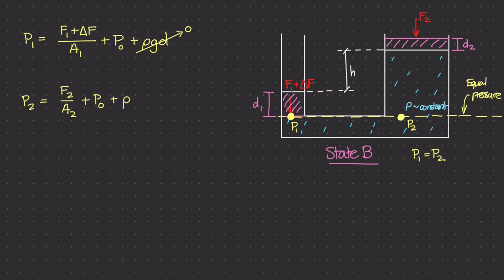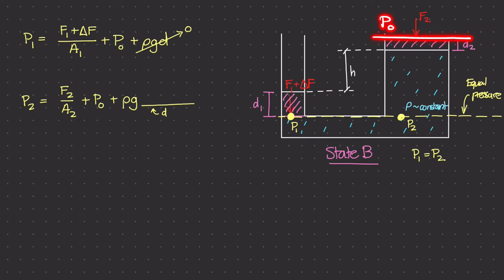So rho GD. Now, what is D? So I'm just going to have a blank space here, right? This is what D is. But what exactly is D? Remember, D is the distance from P naught down to the point that we're studying. So again, piston 2 is now located here, right, in state B. So this is where P naught is.